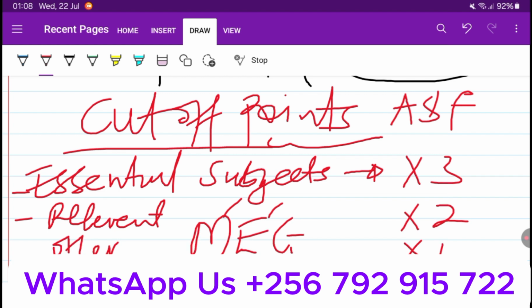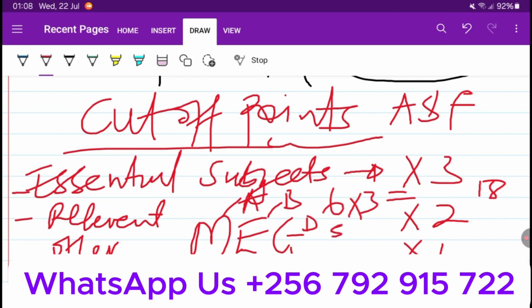So you'll find that if you have gotten an A in mathematics, maybe a B in economics, and maybe a D in geography, what they are going to do is that this A will represent 6 times 3, because it's an essential, that gives you 18. Then they also get economics, you got a B, that's 5 times 3, that will give you 15. Then the D has 3 times 1, that gives you 3.